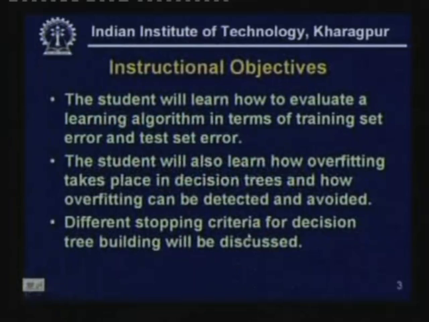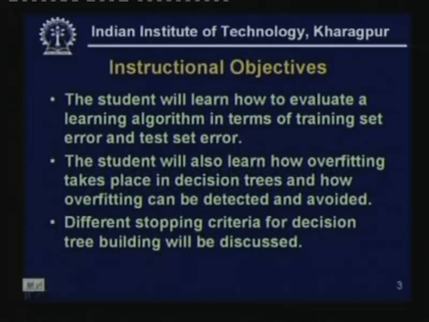The instructional objectives of today's lecture are as follows. The student will learn how to evaluate a learning algorithm in terms of the error obtained on the training set and the error obtained on the test set. The student will learn how overfitting takes place in decision trees and how overfitting can be detected and avoided.